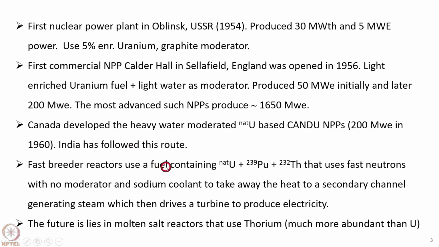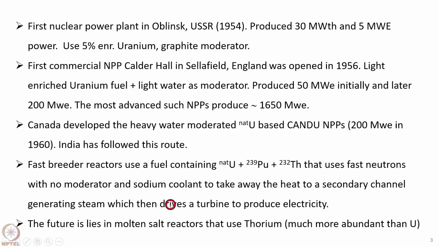The fast breeder reactors use a fuel which contains natural uranium and plutonium-239, which of course is a byproduct of the reactors that use uranium, because then U-238 can absorb a neutron, produce U-239, and then that undergoes two beta decays to produce plutonium-239, which of course is a fissile material. And then these fast breeders also use thorium-232, which breeds U-233. These are very compact reactors and use sodium as a coolant to take away the heat, and then there is a secondary channel that generates steam which runs a turbine.